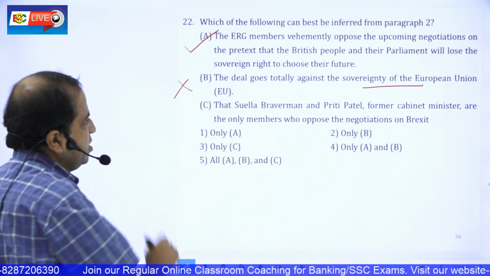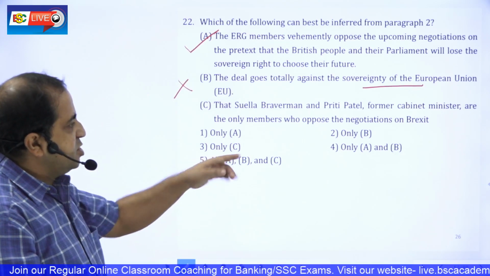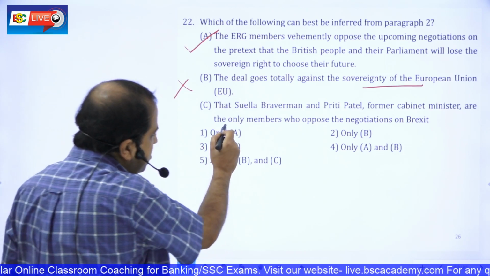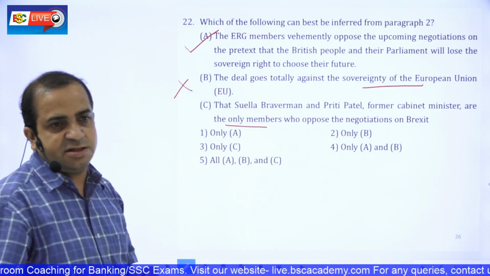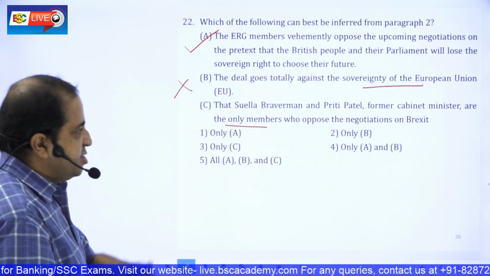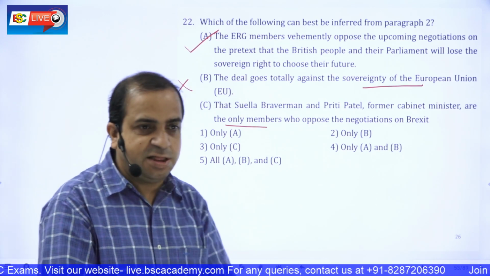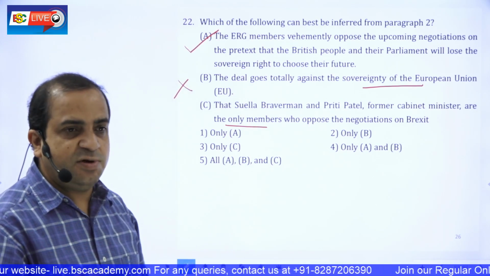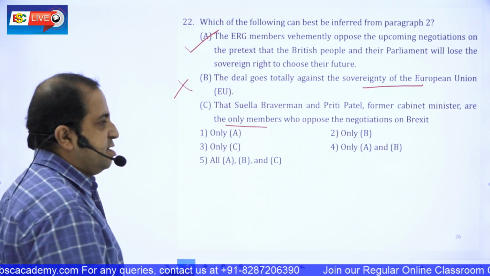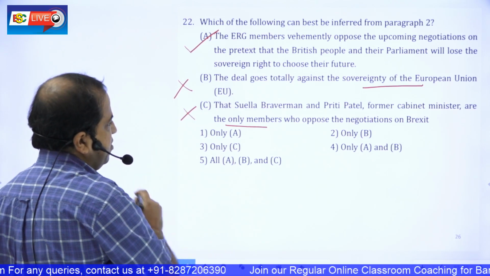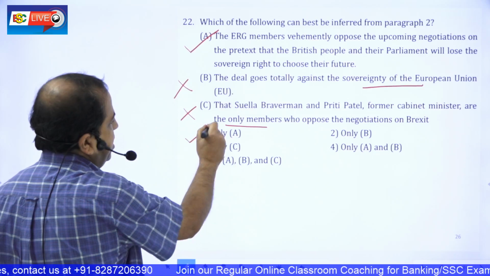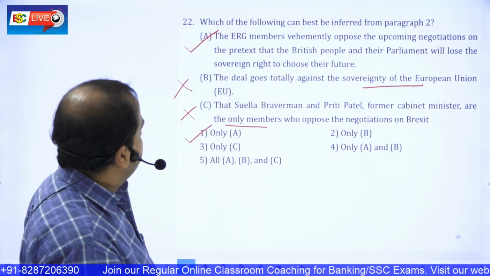So this goes away. And Suella Braverman and Priti Patel, former ministers, are they the only members? The passage doesn't say anything about that. The passage says that these two members oppose the negotiations. But whether they are the only members, or others are not doing so, that is not being said. So even this goes away. So our answer is what? Only A. Question number 23.